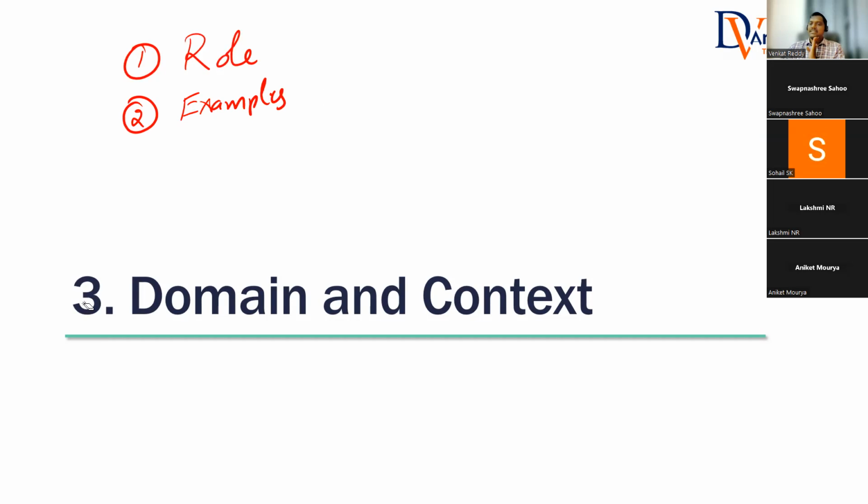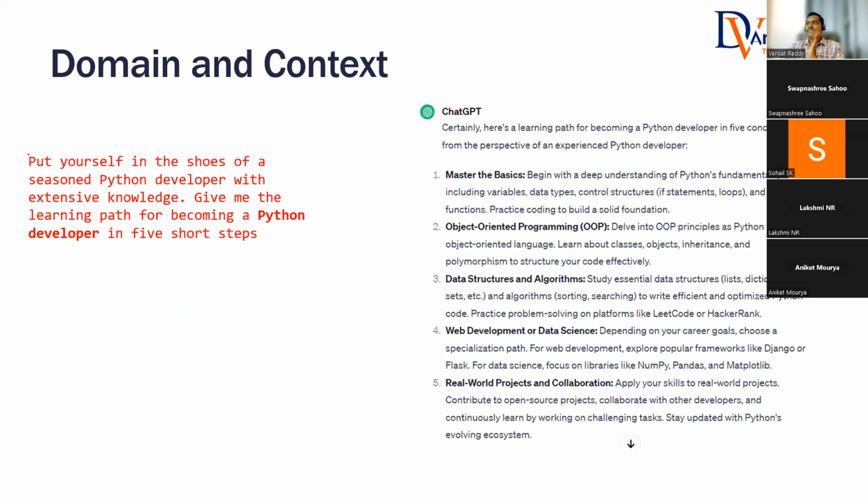Then the third element that you have to remember is domain and context. Always mention the domain and context. So for example, you say that I want to learn Python. Put yourself in the shoes of a seasoned Python developer with extensive knowledge. Give me the learning path to become a Python developer.